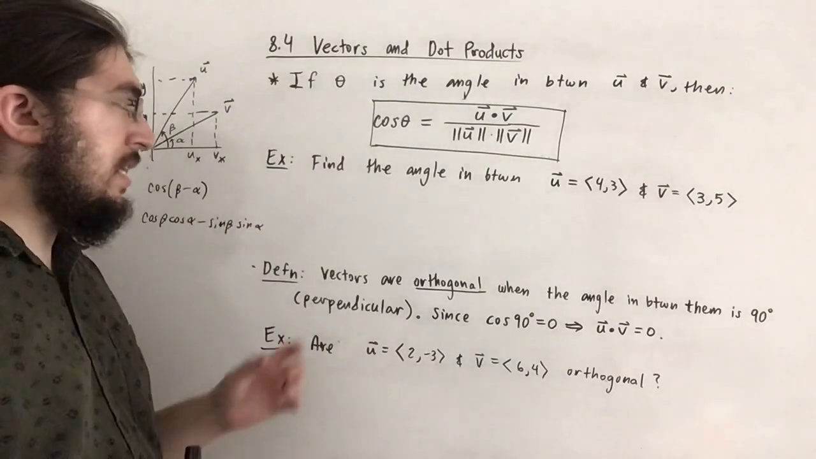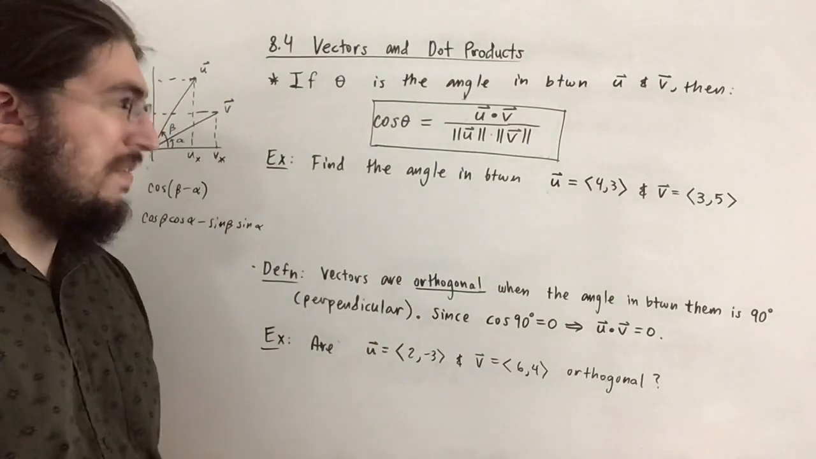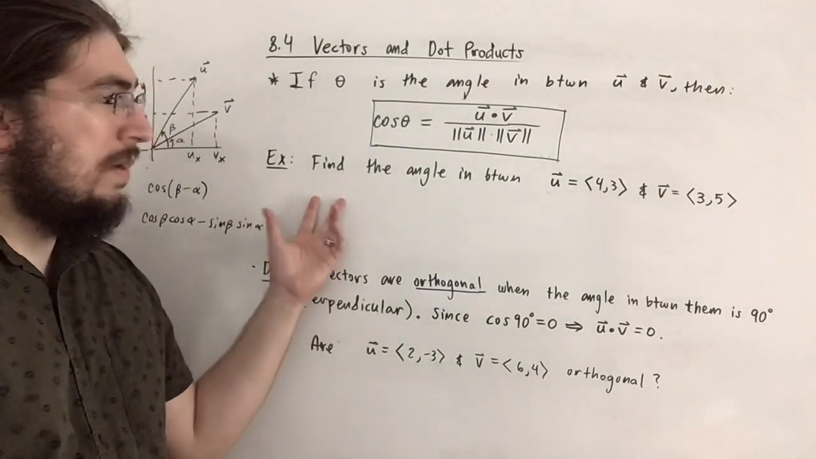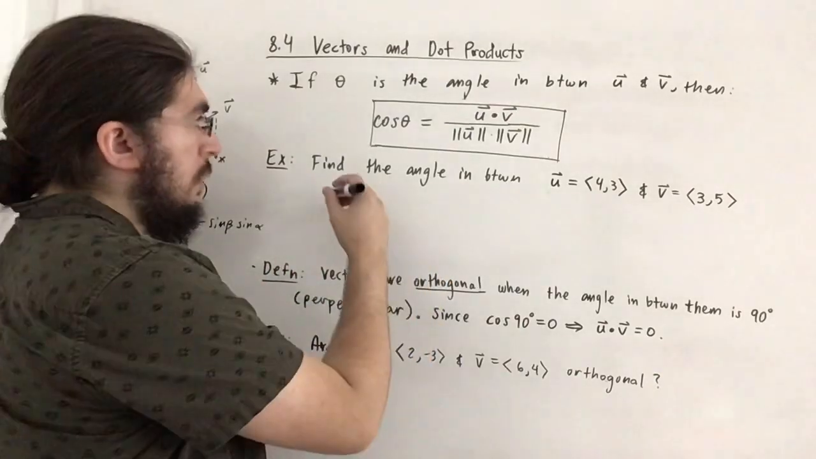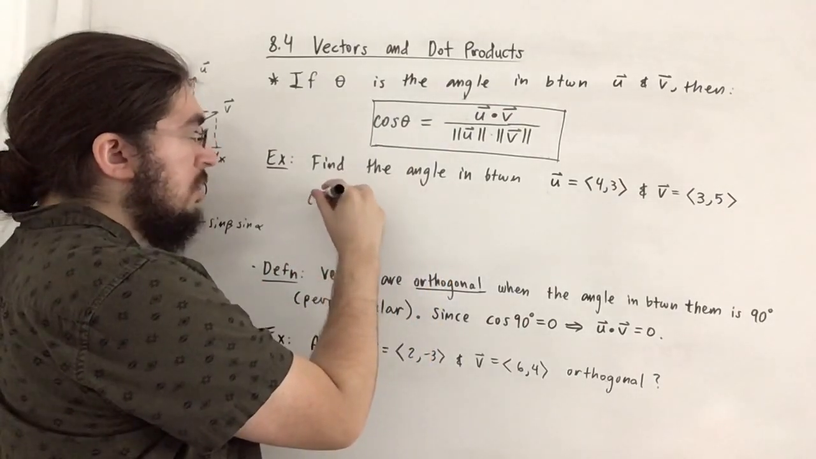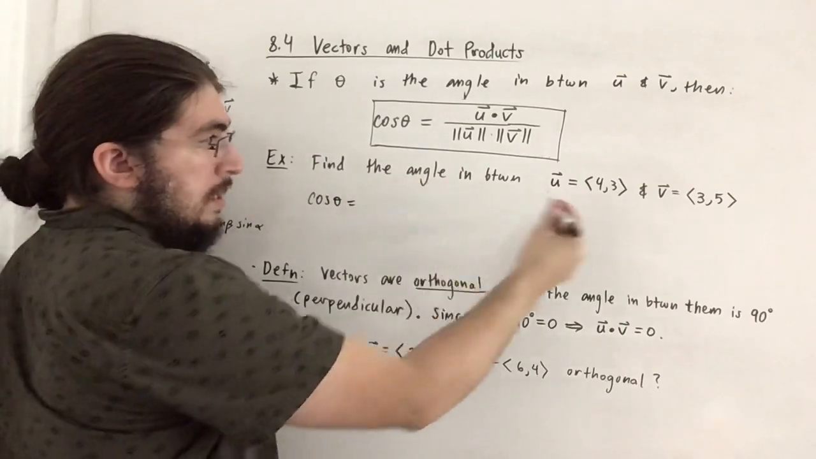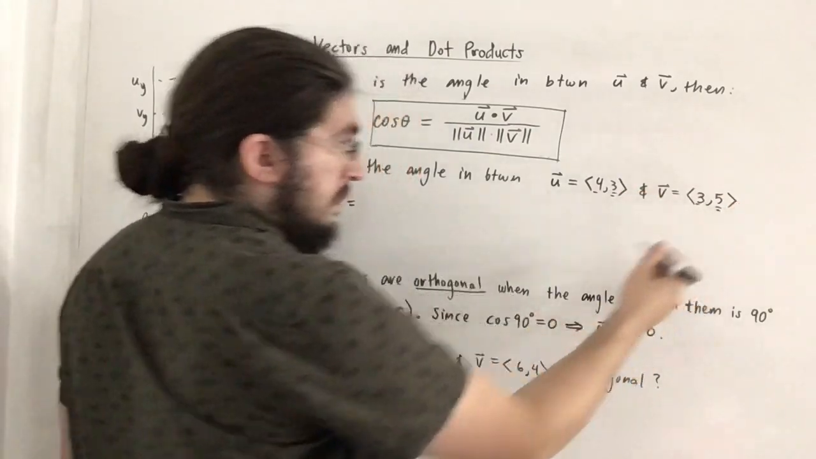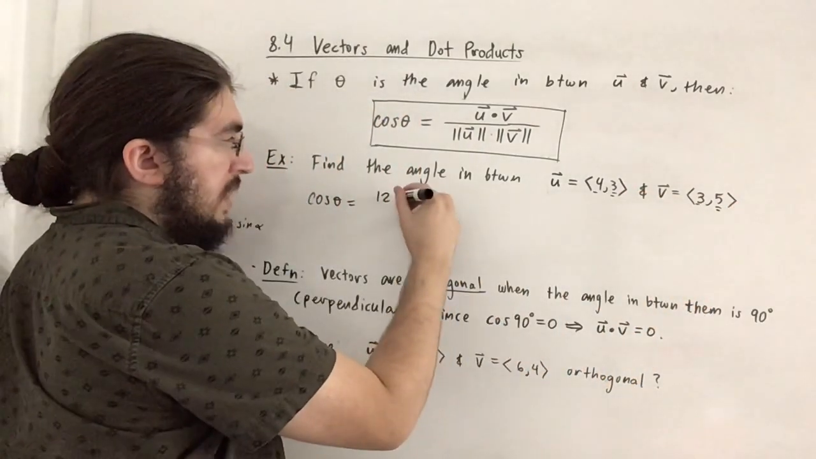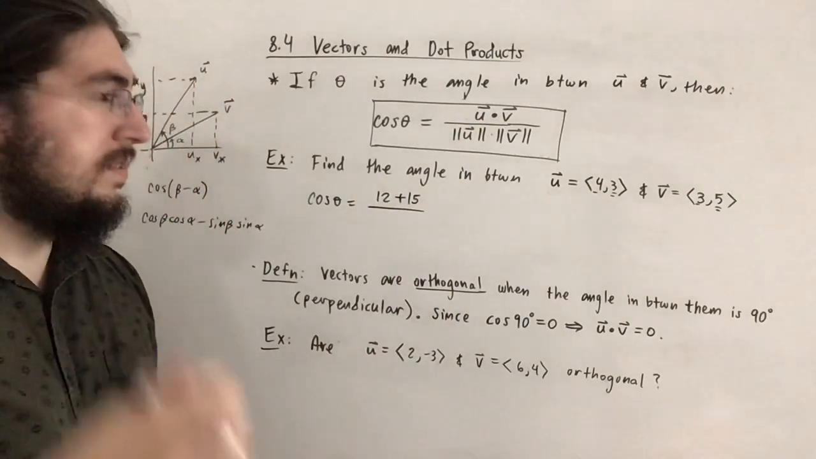So now getting into things, let's see if we can use this knowledge, assuming that we're convinced that this is indeed the case. We can find the angle in between these two given vectors. According to what we just saw above, the cosine of the angle in between them, theta, is the dot product. The dot product of these two is 4 times 3 plus 3 times 5, so that's 12 plus 15, divided by the magnitudes of the vectors.